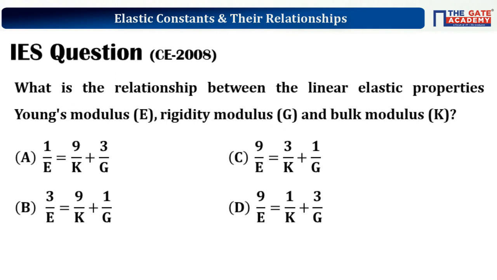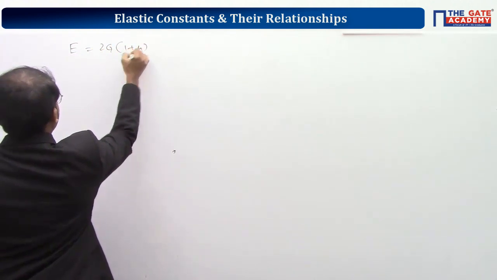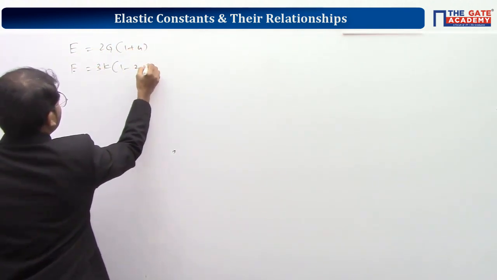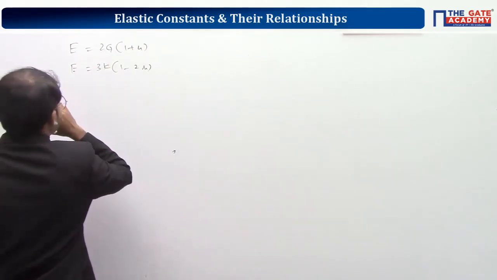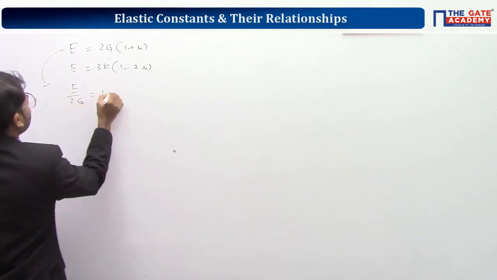It's given, what is the relationship between the linear elastic properties: Young's modulus, rigidity modulus and bulk modulus? If you see all the options, there is no Poisson ratio mu. So one thing is very clear: we should eliminate the Poisson ratio. Using the two expressions we have, E is equal to 2G into 1 plus mu and E is equal to 3K into 1 minus 2 mu, let's get the value of mu and equate or eliminate. From this we can say E by 2G is equal to 1 plus mu.